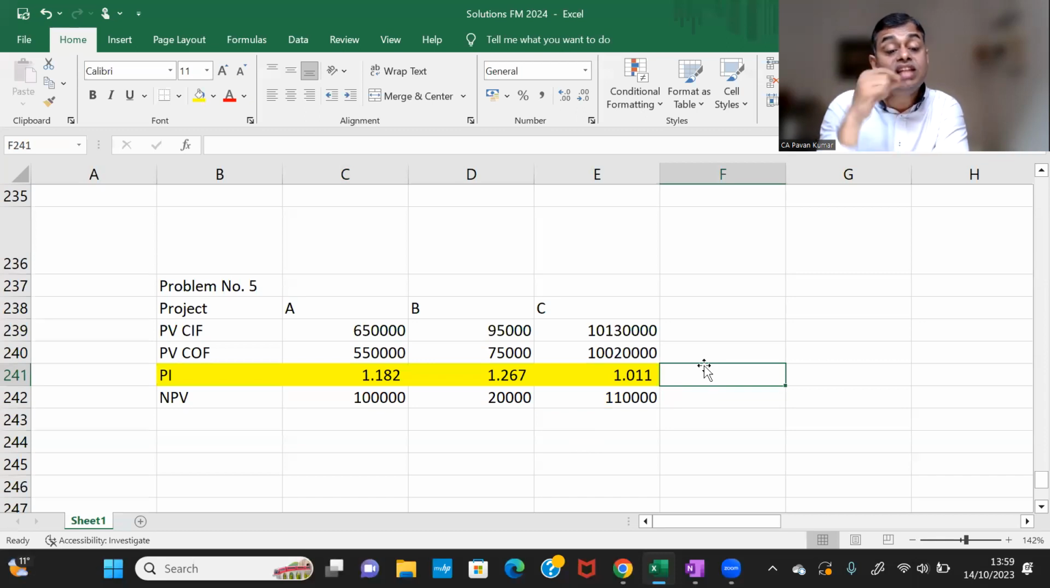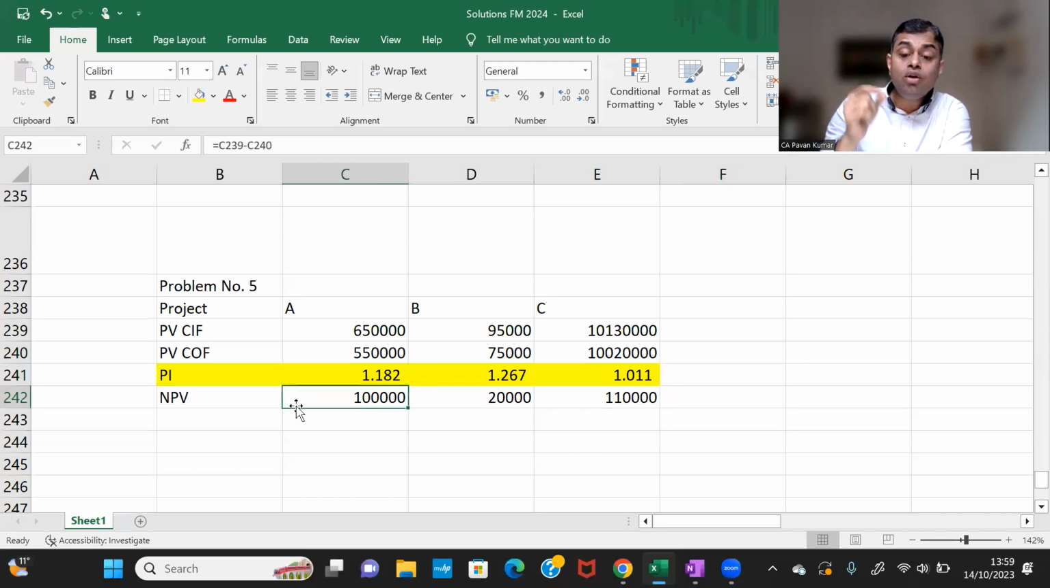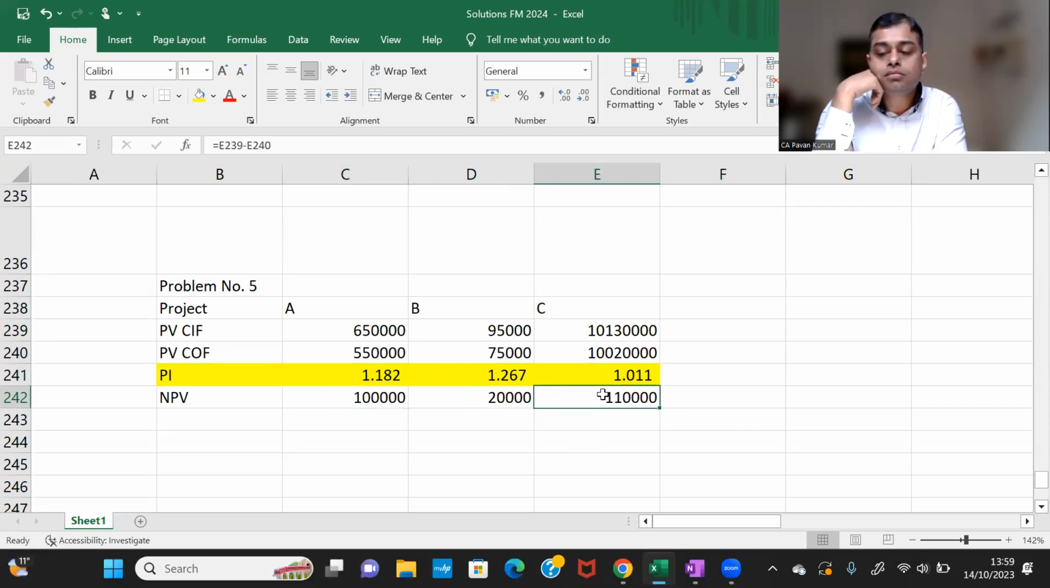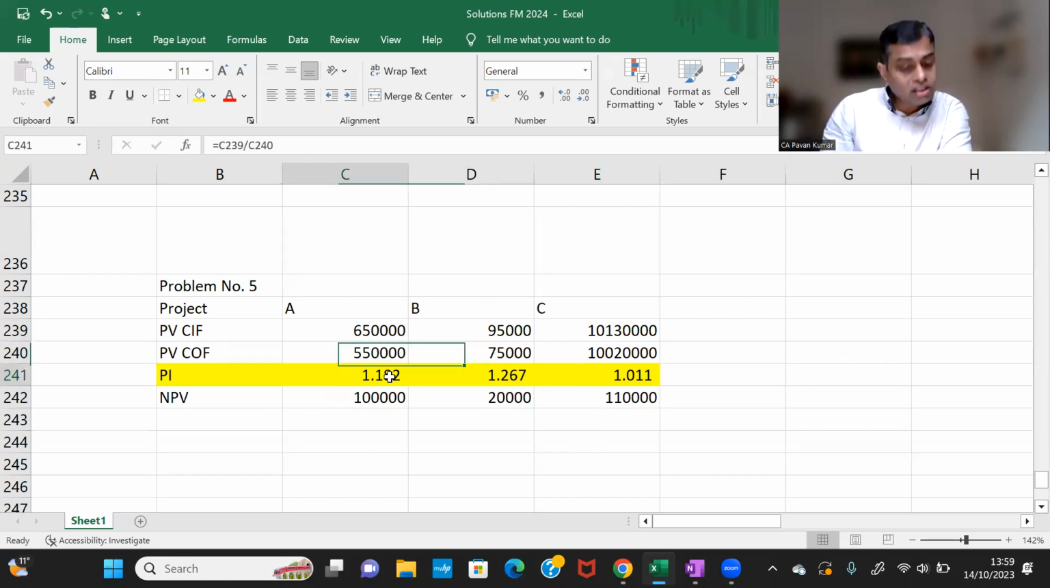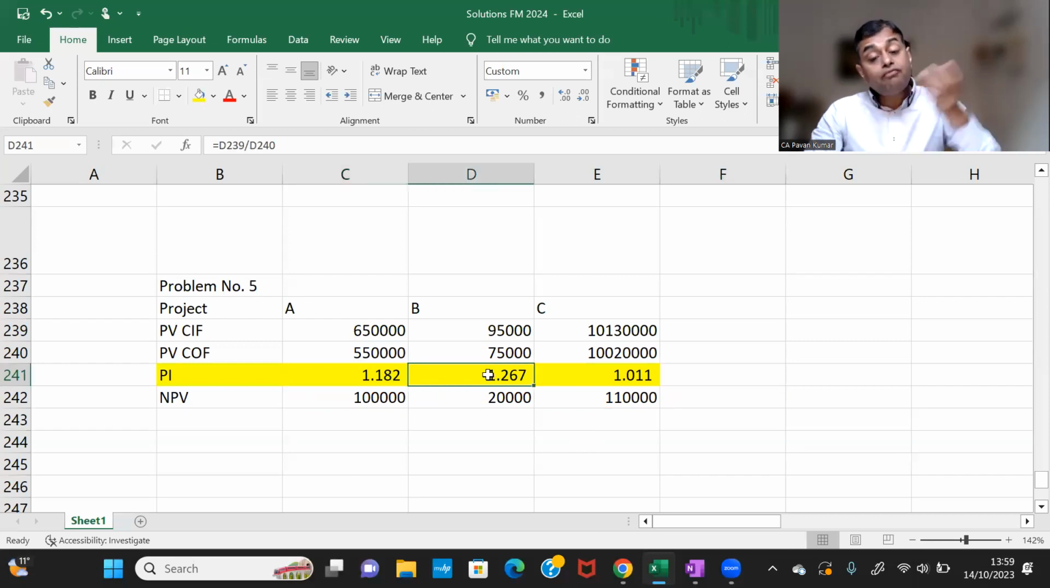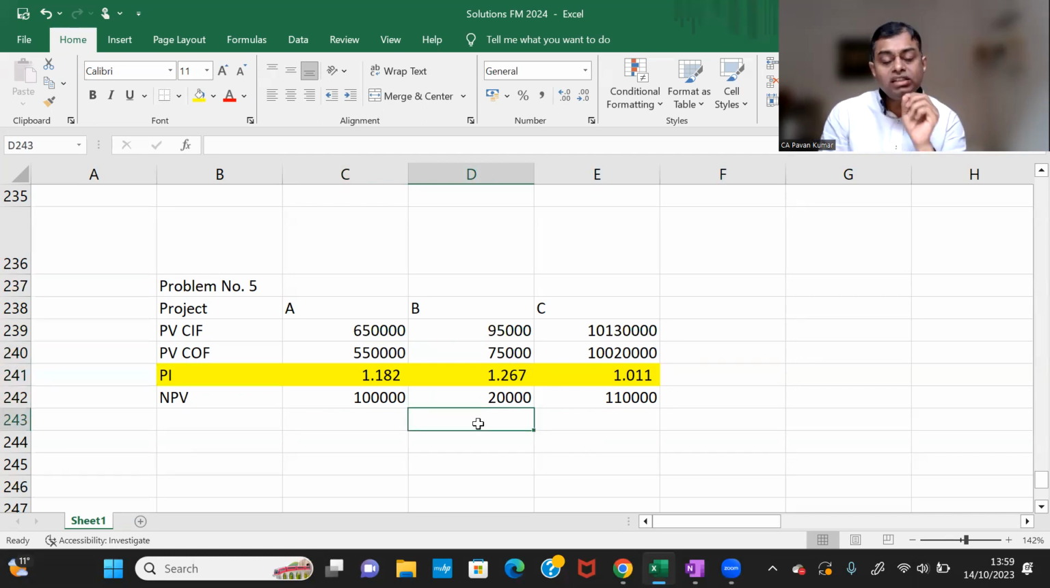That is the reason, my dear friend, this is the importance of PI. PI is telling you, don't go with NPV in this situation. PI is telling you, B is actually better. B is far better. Why? Because with very low amount, you are getting 20,000.